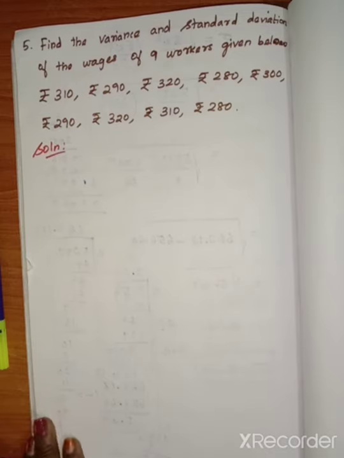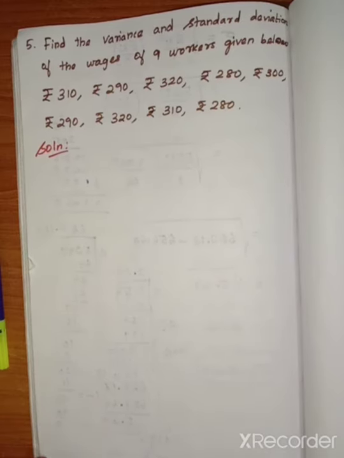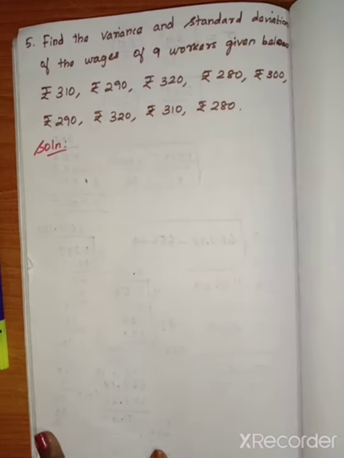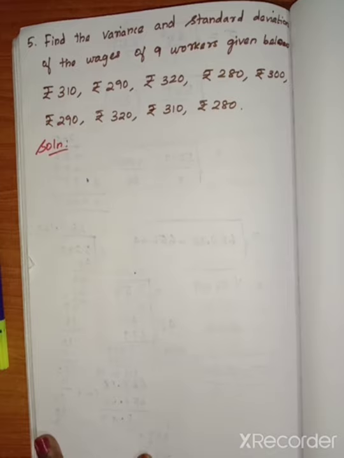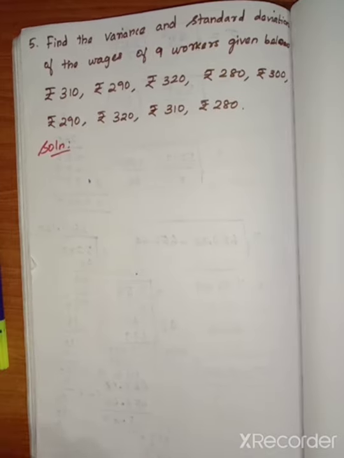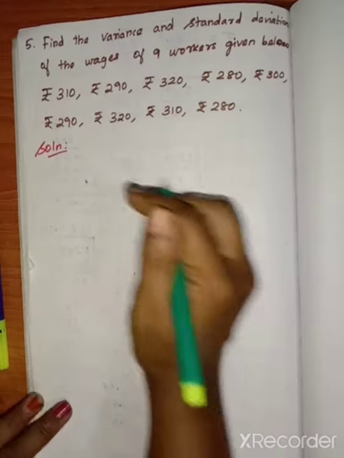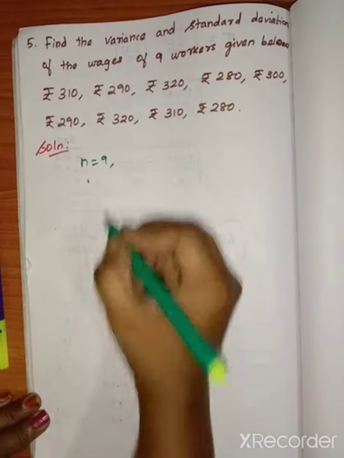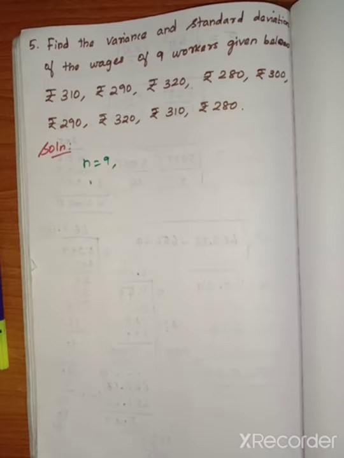Fifth question. Find the variance and standard deviation of the wages of 9 workers given below. Wages means salary. Here we want to find the variance and also the standard deviation for the 9 workers. So here n equal to 9. Then we want to find the variance and also standard deviation.